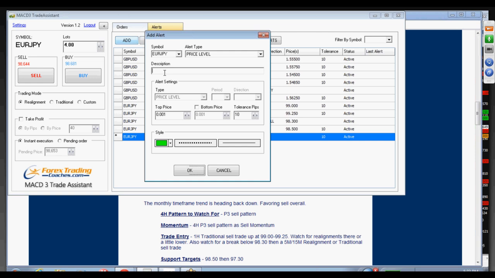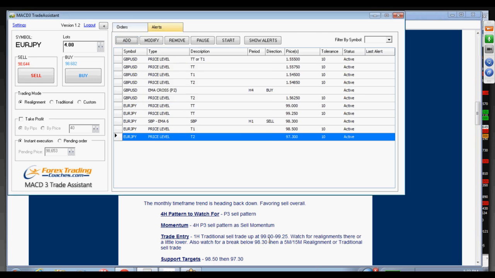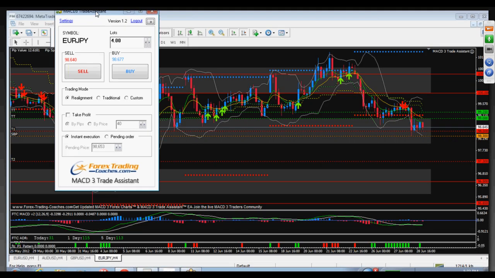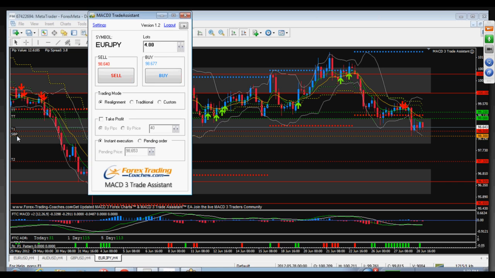I add my T2, target 2, add red. And my second target is 97.30. So I add that in, 97.3. So I've got that set up. And you can see that those are set up there. My solid break of price is here. The 2 traditional trades are set up. My T1, my first target, is set up, and my T2 is set up.